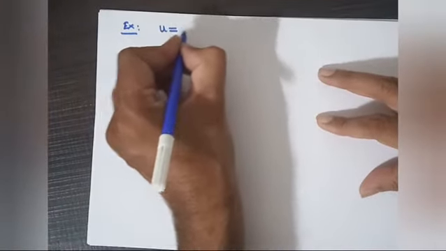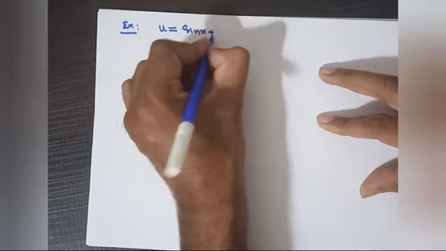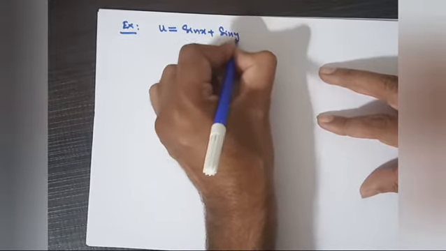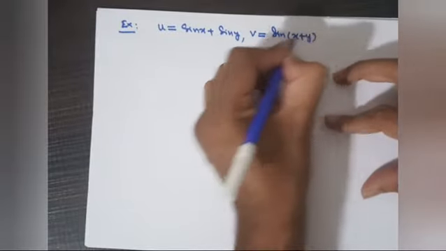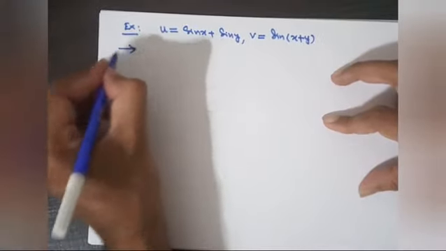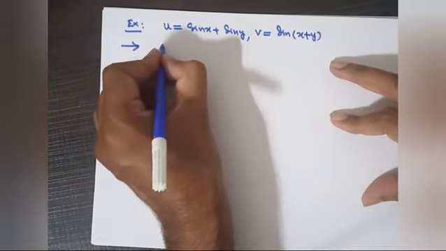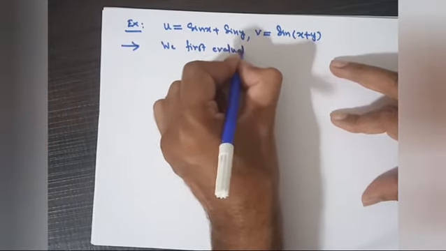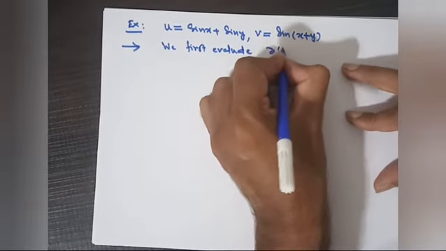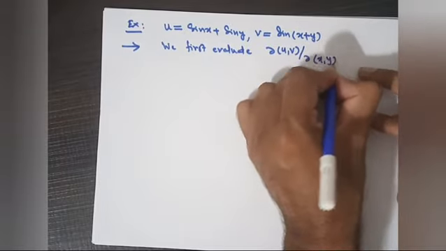Okay, one more example I am giving. Examine for functional dependence, and if dependent, find the relation between them, where the functions are u equal to sin x plus sin y and v equal to sin of x plus y. So we first evaluate the Jacobian of uv with respect to xy.